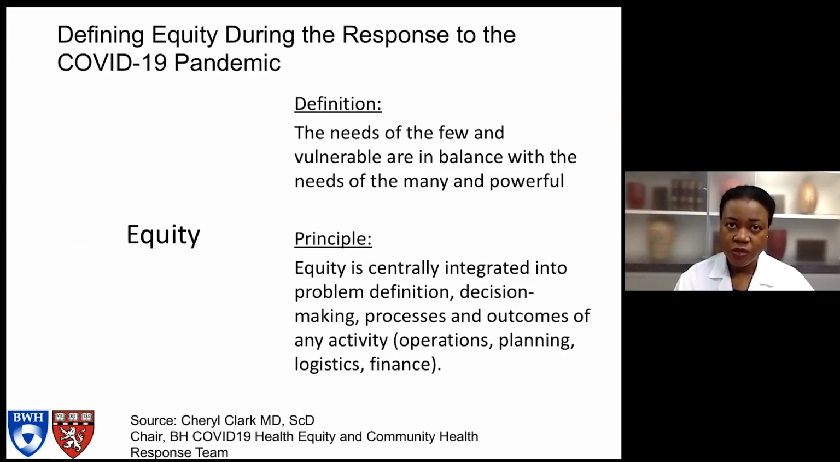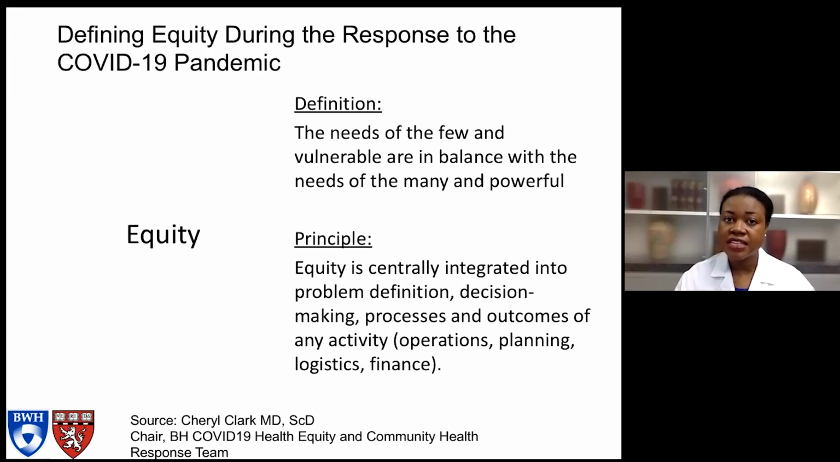What we found within our healthcare institution is that defining equity during the response to the COVID-19 pandemic required us to create an additional definition of equity to help us guide our response in diverse populations. And in this context, equity during a COVID crisis is defined in the following way. The needs of the few and the vulnerable are in balance with the needs of the many and powerful.